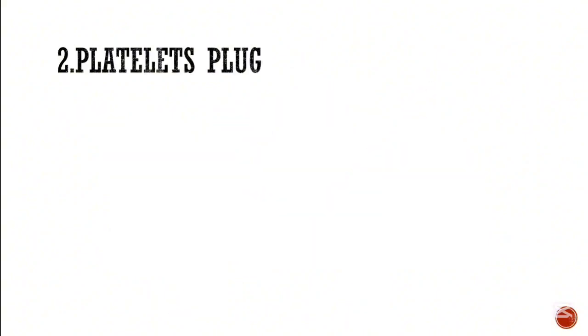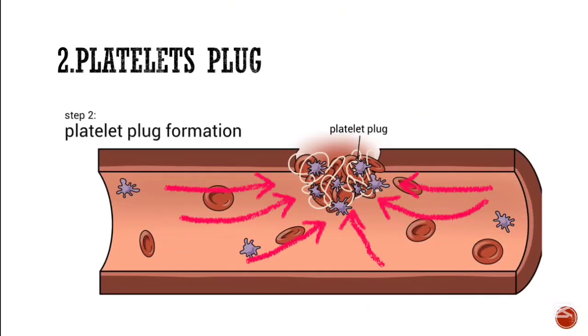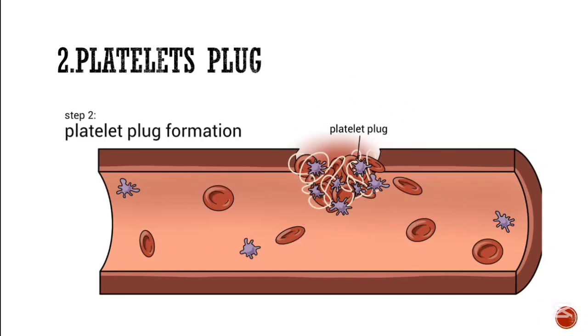Next, the second stage we have is the platelet plug. In the platelet plug, the platelets gather or collect at the damaged site. All the platelets stick together and form a platelet plug. So let us look at the stages of platelet plug formation.